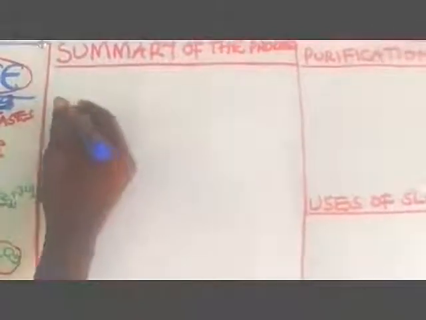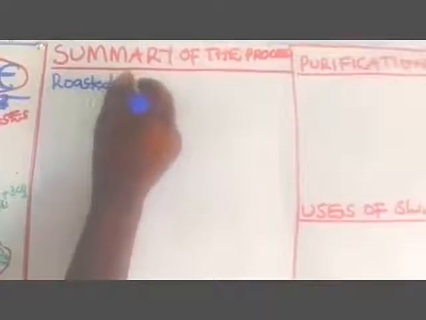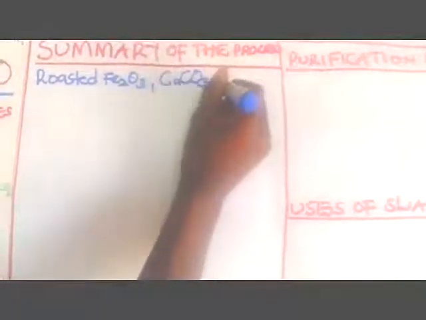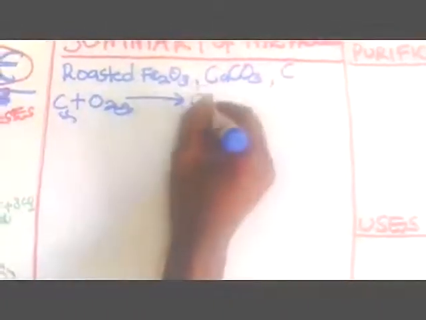As we are doing our summary, we are going to say that you have put there the roasted ore, that is roasted iron 3 oxide. You have put your calcium carbonate in the same tank. Then you have put there your coke, which is the hot carbon. Now what are we going to see? You have passed hot air containing oxygen. So you have your carbon plus your oxygen gas, then we are forming what we are calling carbon dioxide gas.